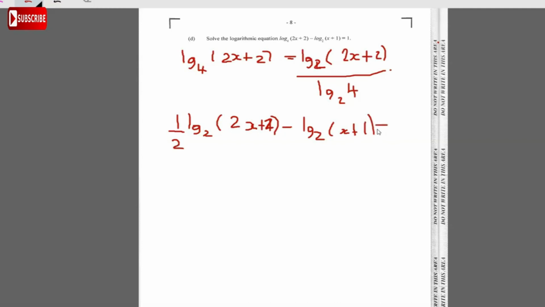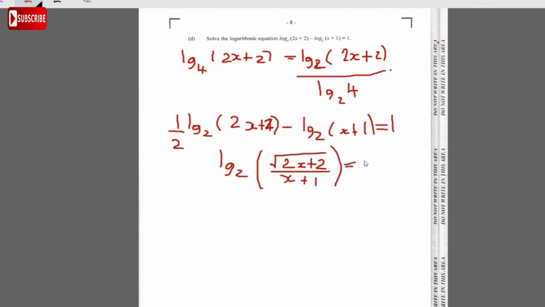Now we can combine it as one logarithm. So I can bring up the half, and it becomes a square root. Writing it as one log, it's going to be log to base 2 of the square root of 2x plus 2, divided by x plus 1. And this is equal to 1.